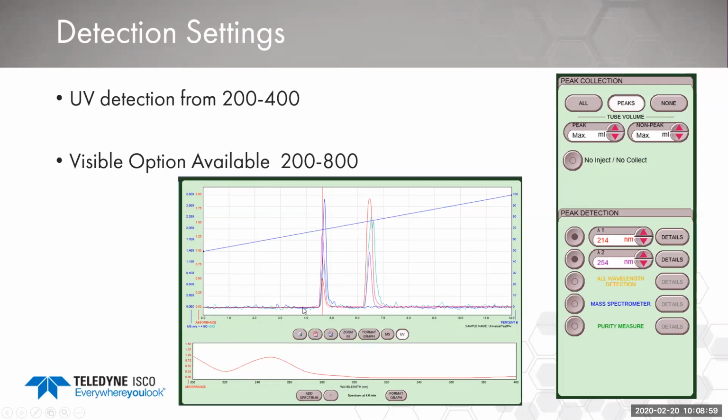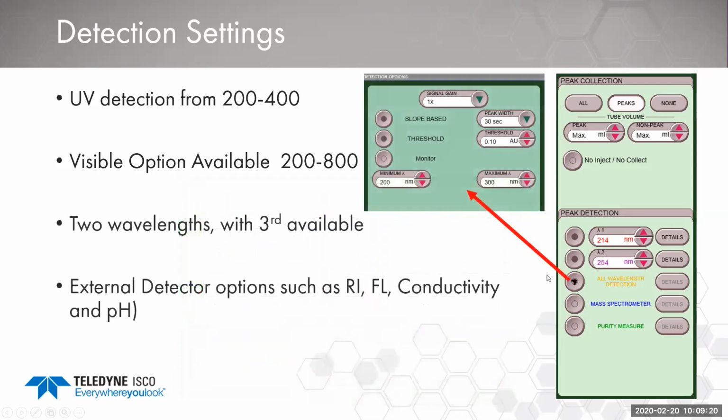So typically most people will do 214 and 254, but what if there's something out here that might be a little bit higher, some place that you might want to isolate just a single wavelength that is similar to the compound of interest, but not to the other impurities that might be near there. You can also choose that as a third wavelength. I'm going to show you how to do that here. So we would just click on this radio button, and it brings up this option.